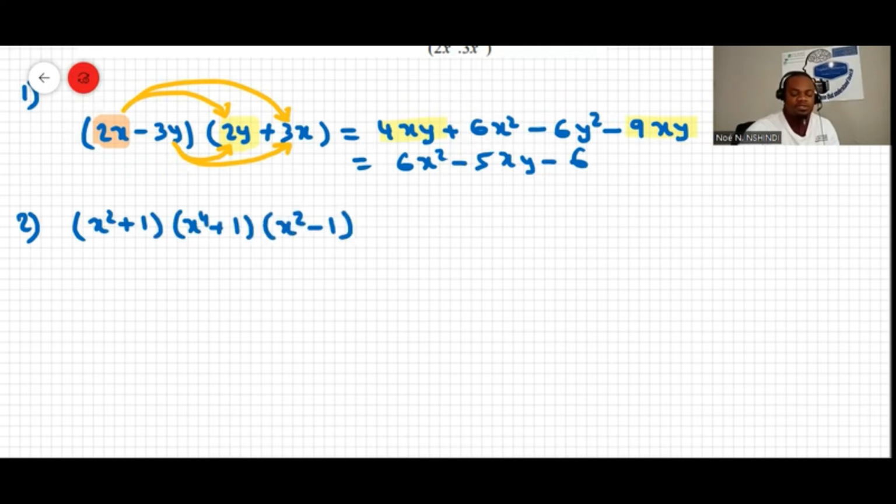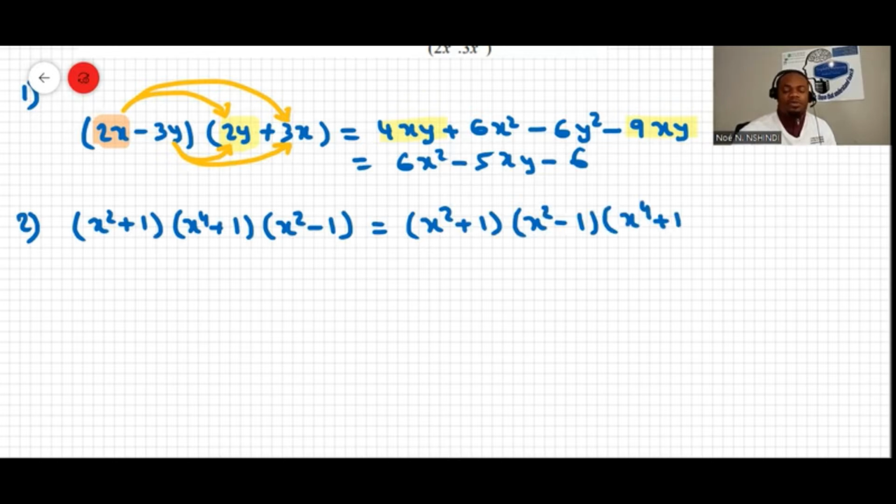Now let's work this out. I prefer to move x squared plus 1 next to x squared minus 1. I'll say x squared plus 1 times x squared minus 1 times x to the power of 4 plus 1. I wanted to move these two next to each other for good reason. Why? Because I know this will form a product that leads to a difference of two squares.